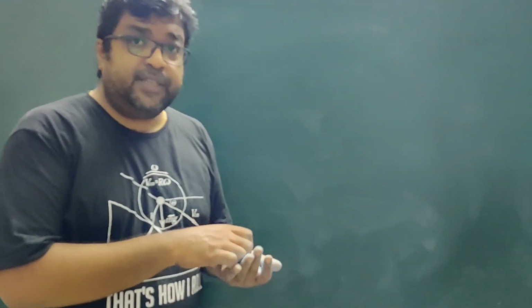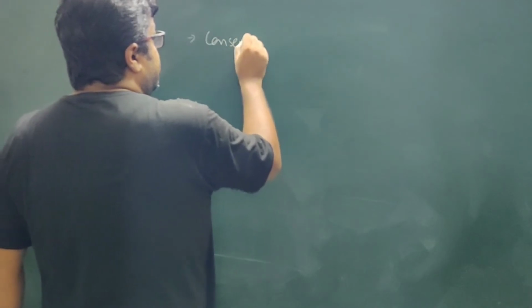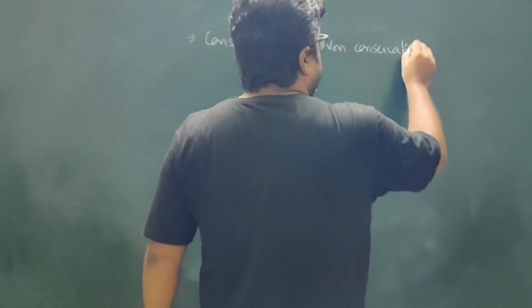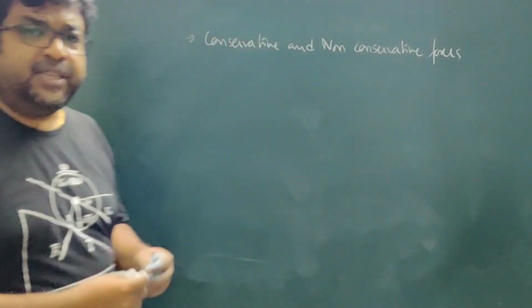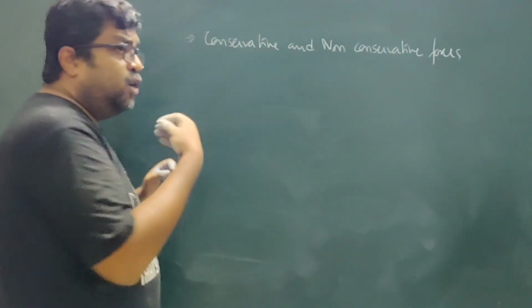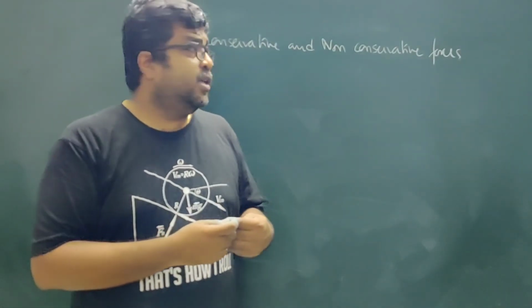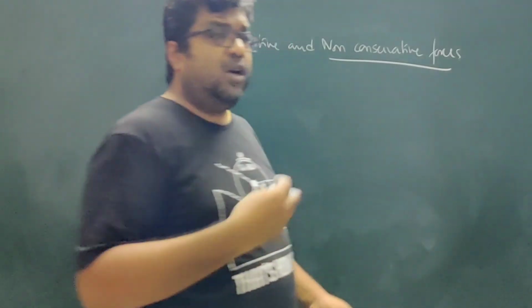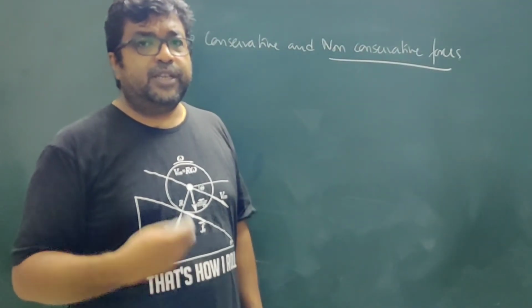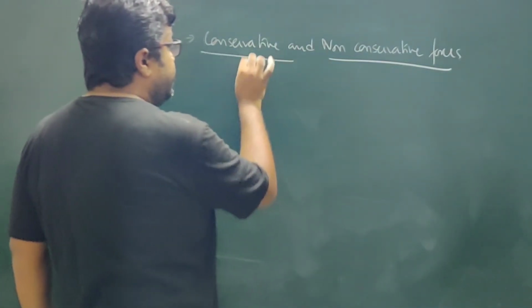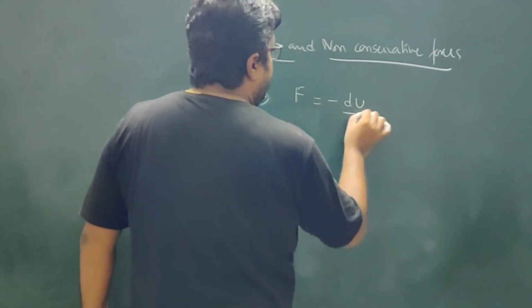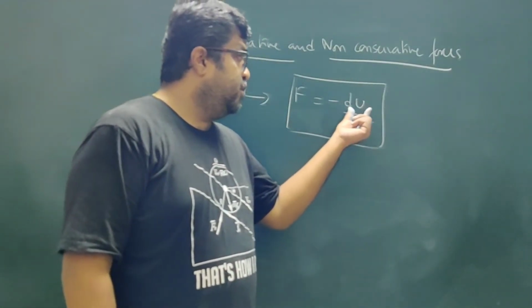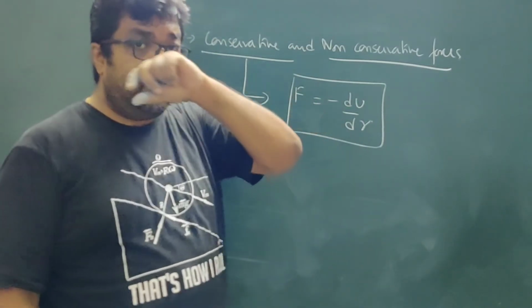Next, let us see conservative and non-conservative forces. Basically, a conservative force means the work done by the conservative force is path independent. Gravitational force is a conservative force, and electrostatic force is a conservative force. A non-conservative force means the work done is path dependent, like frictional force. Now when I say the force is conservative, that means we can write force as the negative gradient of potential energy. For a conservative force only we can define potential energy, and the relation between force and potential energy is that the conservative force is the negative gradient of potential energy.